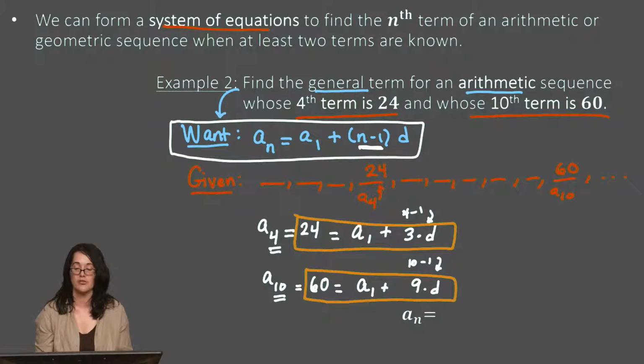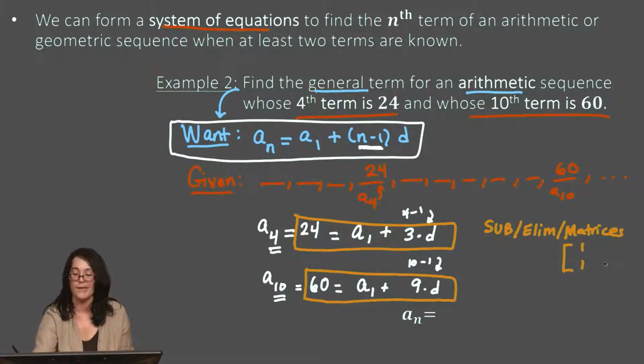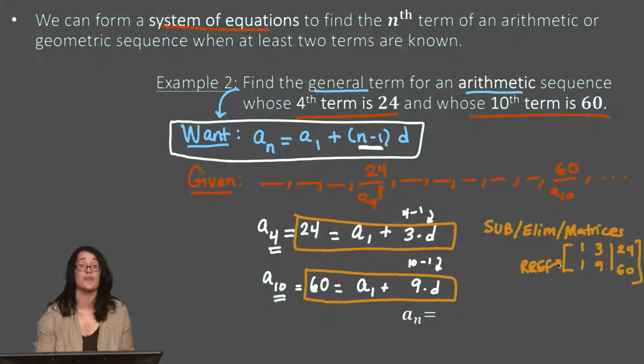Solve by substitution or elimination. I'll give you a moment to pause here. Solve by the method of your choice or matrices. For example, if you wanted to use your technology, you could say my A1 column has coefficients of 1 and 1, my D column has coefficients of 3 and 9, and my constant column has the numbers 24 and 60. And then in your technology, you could ask it to find the reduced row echelon form, and it would get you your answers, right?